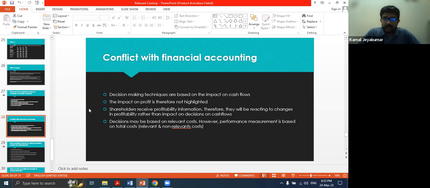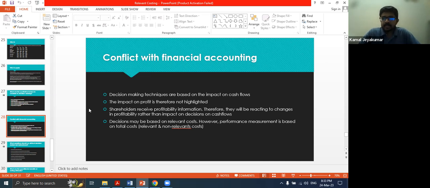That's because in relevant cash flow calculations, we consider the impact on cash flows, not apportioned costs and things like that, right? The impact on profit is not highlighted. Then think about depreciation: non-cash items are considered in financial accounting, but in relevant costing, we don't. And sunk costs: when we are making relevant costing decisions, we don't consider historical sunk costs, but in financial accounting, when you are calculating the profit, you take those into consideration, right? So those are important. You can read through this.